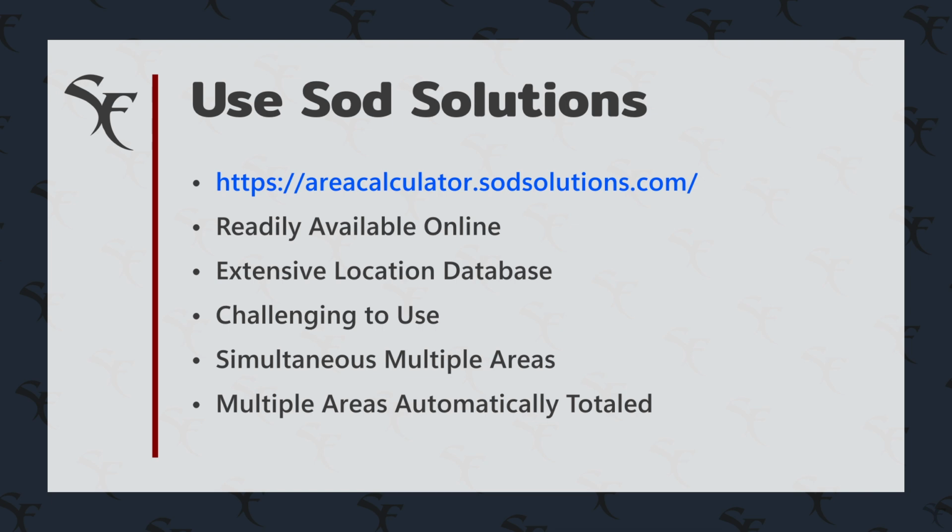So everything that Google Maps is able to do, Sod Solutions is going to be able to do as well. It is slightly more challenging to use, but it provides a lot more capability. Specifically, you have the ability to track multiple areas at the same time, and these multiple areas are automatically totaled up and distinct in their calculated values. So this is the most sophisticated solution of the four that we're reviewing today. Let's take a look in the walkthrough.